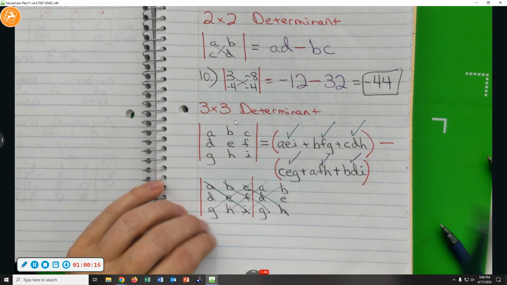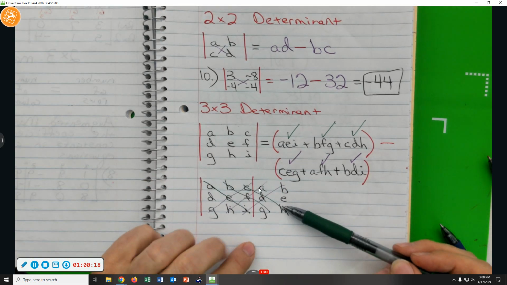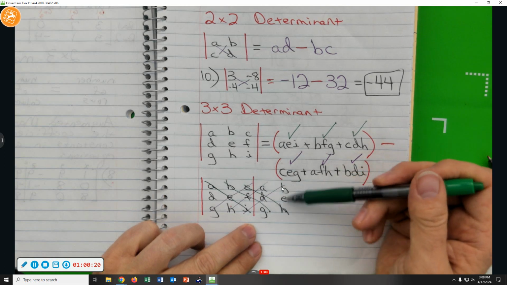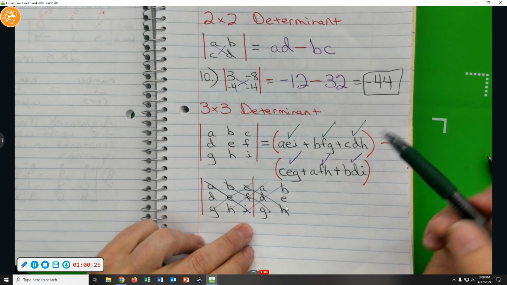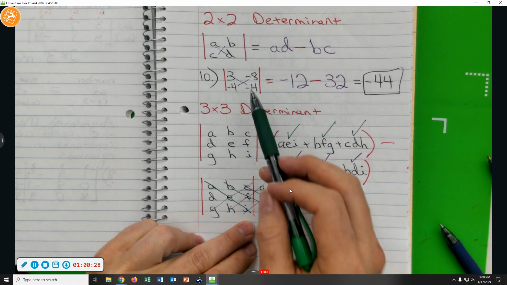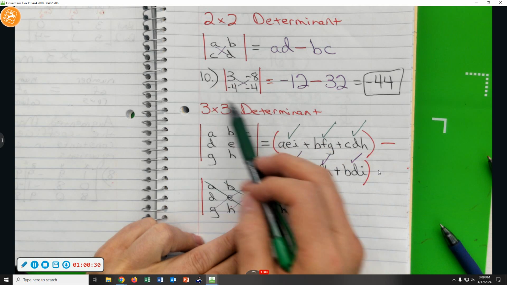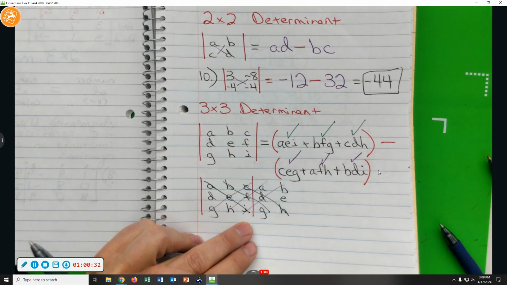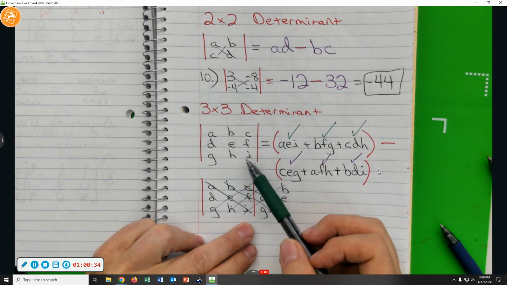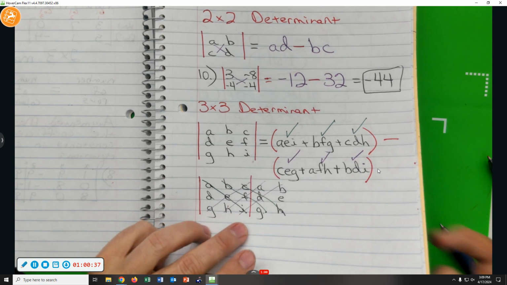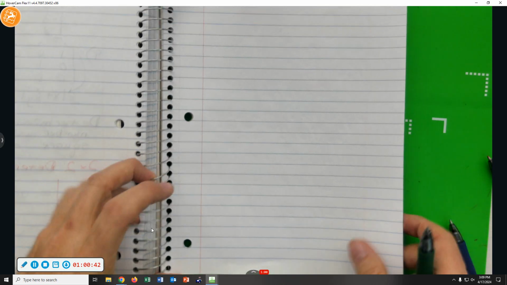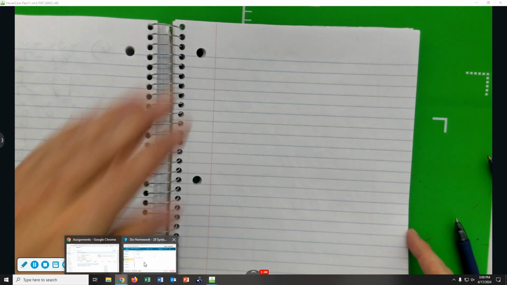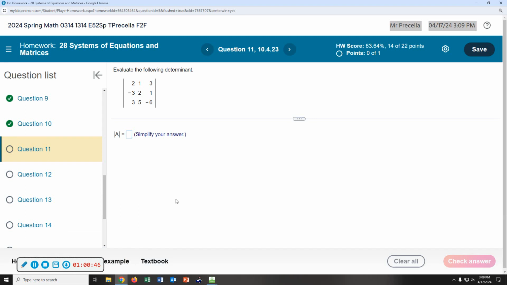The trick for finding a 3 by 3 determinant is to rewrite the first 2 columns. There are a lot more diagonals in a 3 by 3 determinant than a 2 by 2. With a 2 by 2, there are only 2 diagonals. With a 3 by 3, there are 6 diagonals you have to take care of. For number 11, I'll do the example, and if they want you to write out the formal definition, I will.